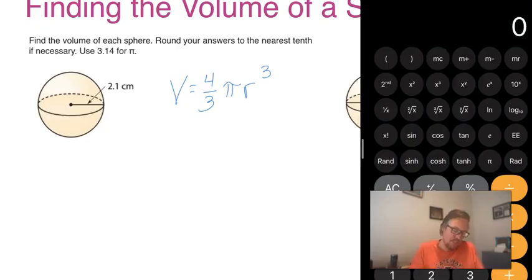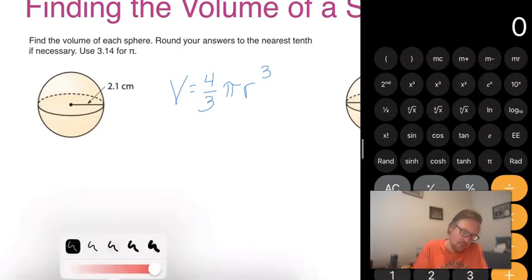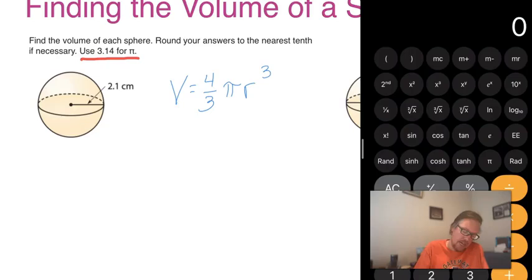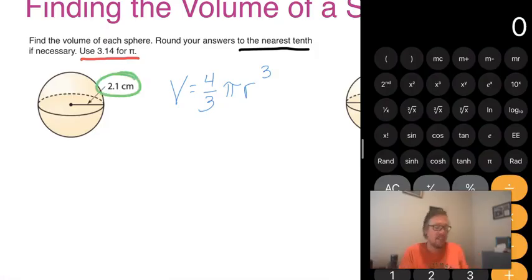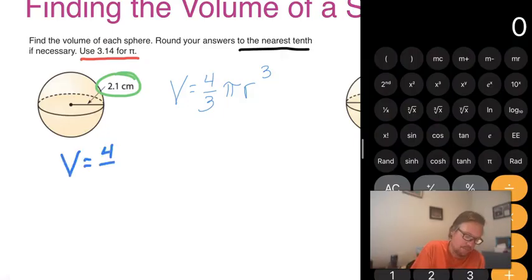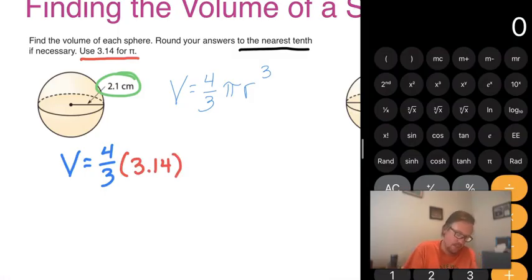So we're going to find the volume of each one of these spheres. As usual, we will be using 3.14 for pi, and the problem does tell us to round our answers to the nearest tenth. So good news, the first one just gives us the radius, 2.1. So all we have to do is take our volume formula and substitute our 3.14 for pi and our 2.1 for the radius. Okay, so let's do 2.1, and we're going to raise it to the third power.